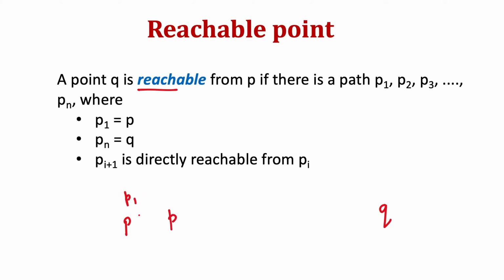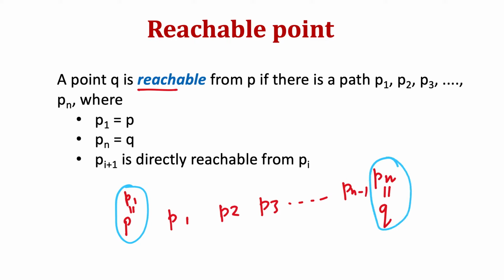Let's say P is here and Q is here, and there are many points between them. Let's say the first point is P1, which is equal to P, and the last point is Pn, which is equal to Q. The intermediate points are P2, P3, and so on up to Pn minus 1. Then we say that Q is reachable from P. You should be careful that we are not saying directly reachable. Directly reachable is only from a core point, and this point is directly reachable from P.